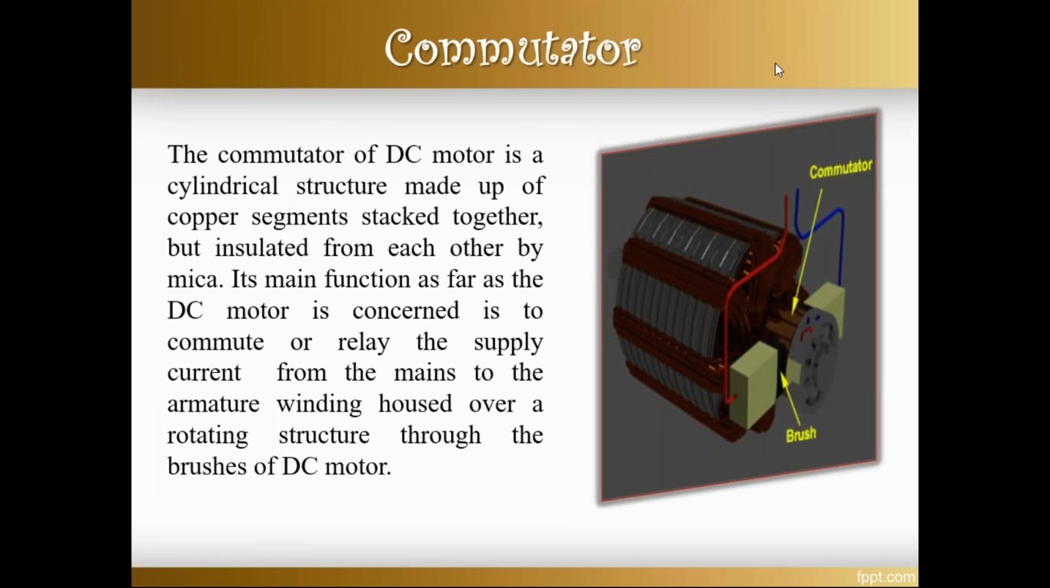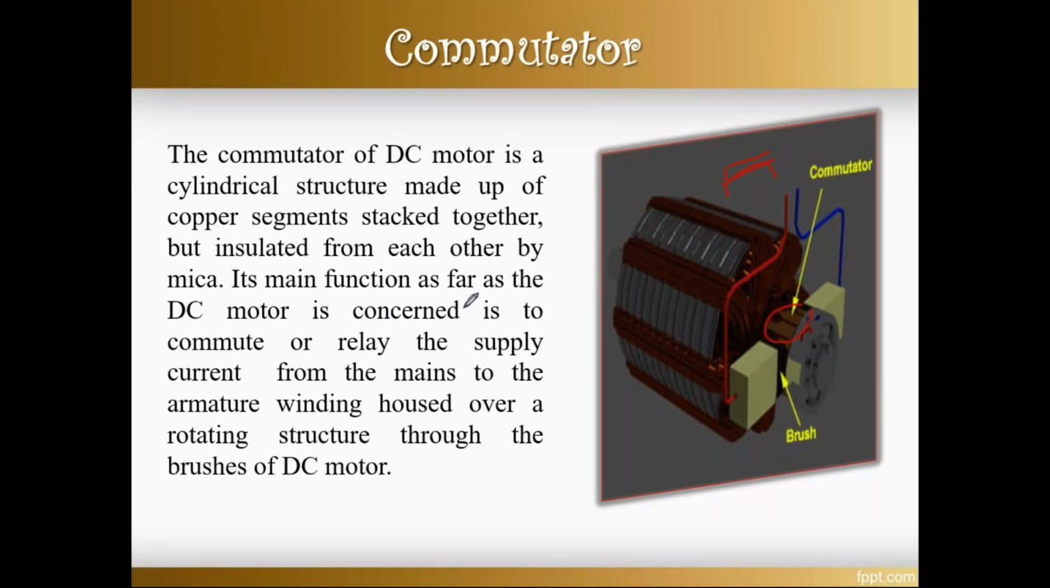Next, the commutator. This is the most important part in the DC machine. To give supply or take supply, the device is the commutator. We already know that the commutator is made up of a cylinder. It looks like a cylindrical structure and is made up of copper segments stacked together. The brown parts here are copper segments, copper bars, arranged in a cylinder shape. These copper segments stacked together are called the commutator.